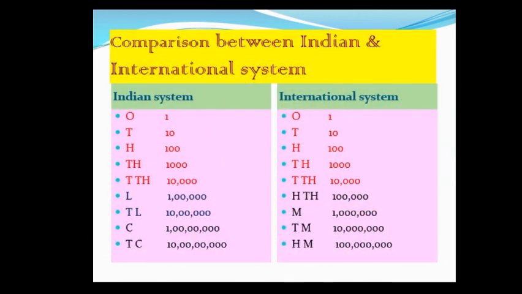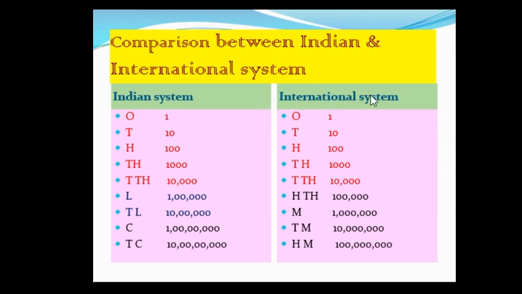Now comparison between the Indian and international systems. Now see here, the Indian system and the international system. Ones place, tens place, hundreds place, thousands place and ten thousands place, they both are the same. But in the Indian system, after the ten thousands place comes lakhs, then ten lakhs, then crore, then ten crore.